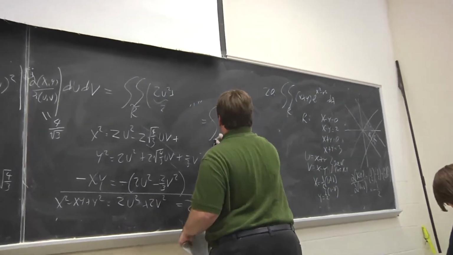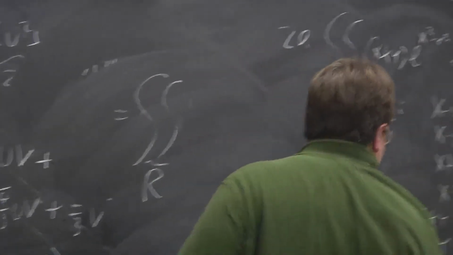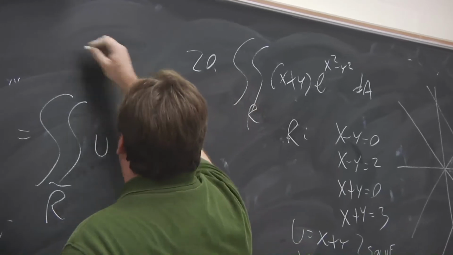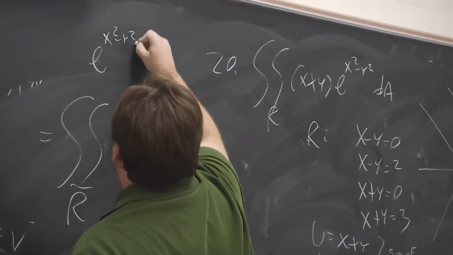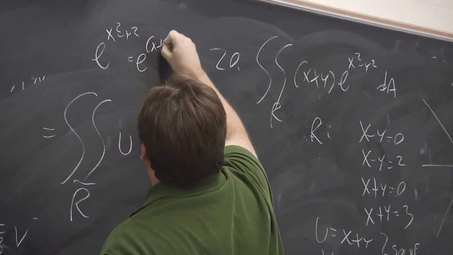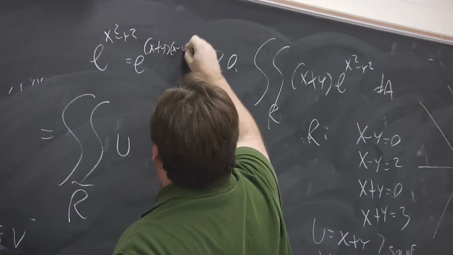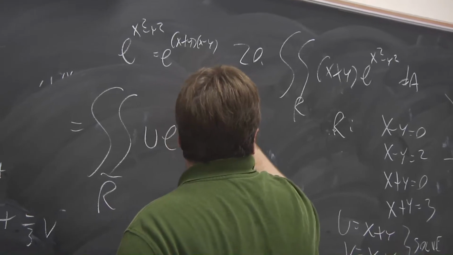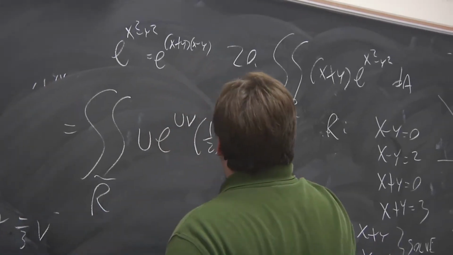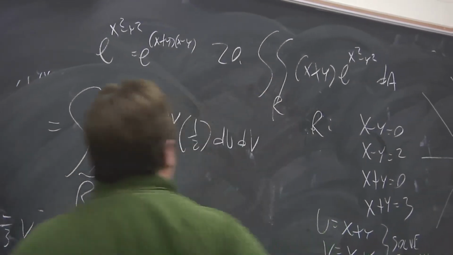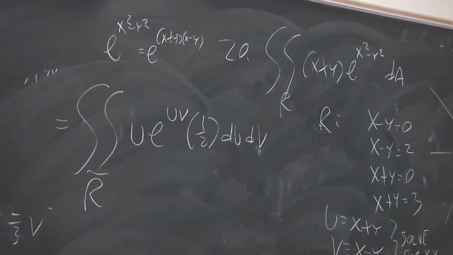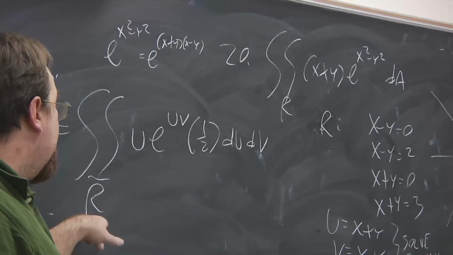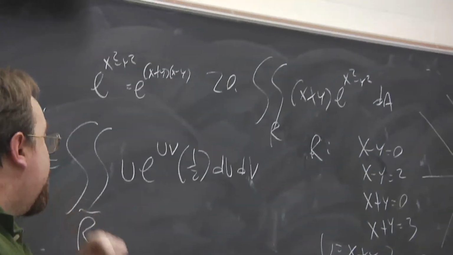Over our new region, R tilde, x plus y, that's just going to be u. And e to the x squared minus y squared, we can factor that exponent: e to the (x plus y)(x minus y). So this is going to be e to the uv times 1/2 du dv. So we've rewritten the integral in terms of the new variables. The only thing we don't know yet is what is the new region R tilde?